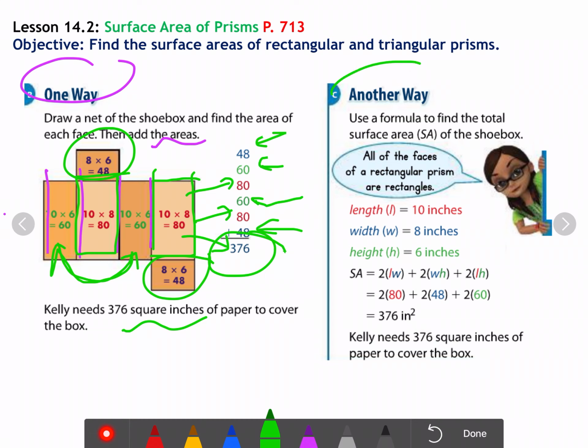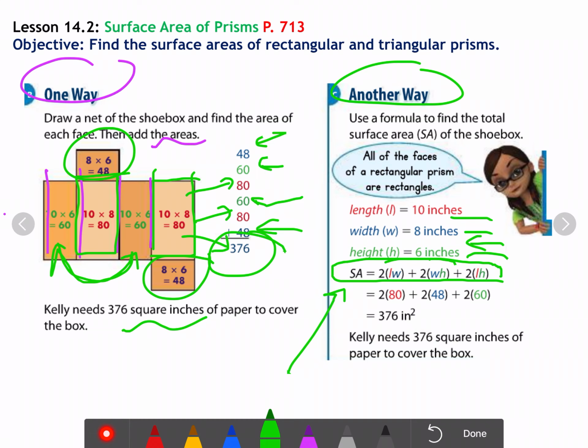The other way is using the formula, and I prefer this way. All of the faces of the rectangular prism are rectangles. So here is the formula. First, we identify the length, the width, and the height. Then we use this formula, which is easier than the previous way: 2 length width plus 2 width height plus 2 length height. Or we can put the 2 outside.